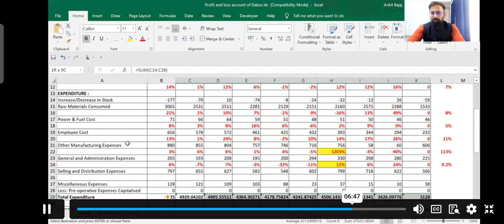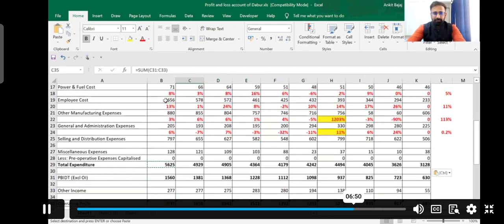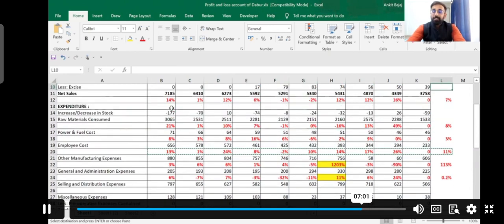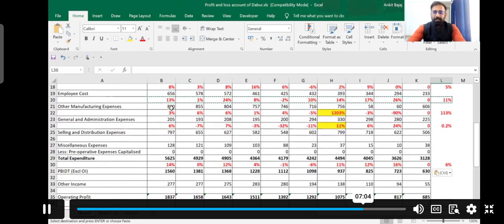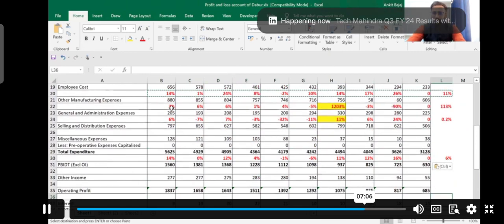And we will see what is the growth in total expenditure. By applying the same formula, we will be able to find out the growth in total expenditure. Here we have checked individual effect and you can check the total effect. So on an average, there is growth of 6%, right? Sales is increasing by 7%, so our total expenses are increasing by 6%, which is fair enough, right?